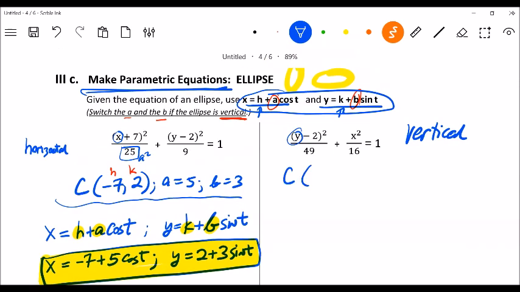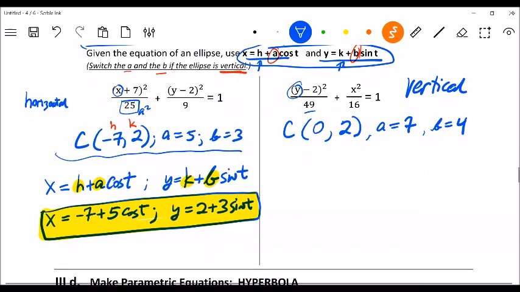The center, well, that's x with no number, which means it's x minus 0 or plus 0. Y minus the 2 means it's a positive 2 here for the center. And we know that a equals 7, which is the square root of 49, and that b is equal to 4 for that square root of 16.